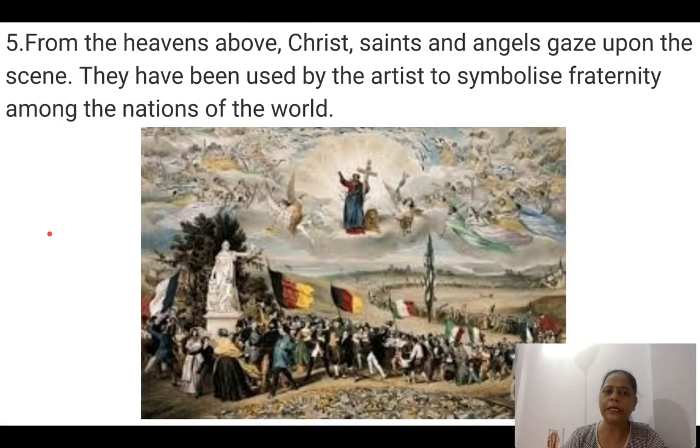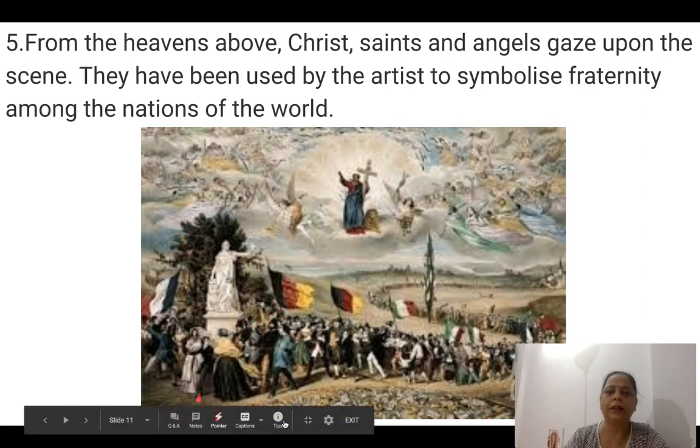Here again Sorrieu tells from the heavens above. From the heavens above, Christ, Jesus Christ, many saints, angels, gaze upon the scene, they are looking from the heaven. They have been used by the artist to symbolize fraternity among the nations of the world. So they are creating fraternity.